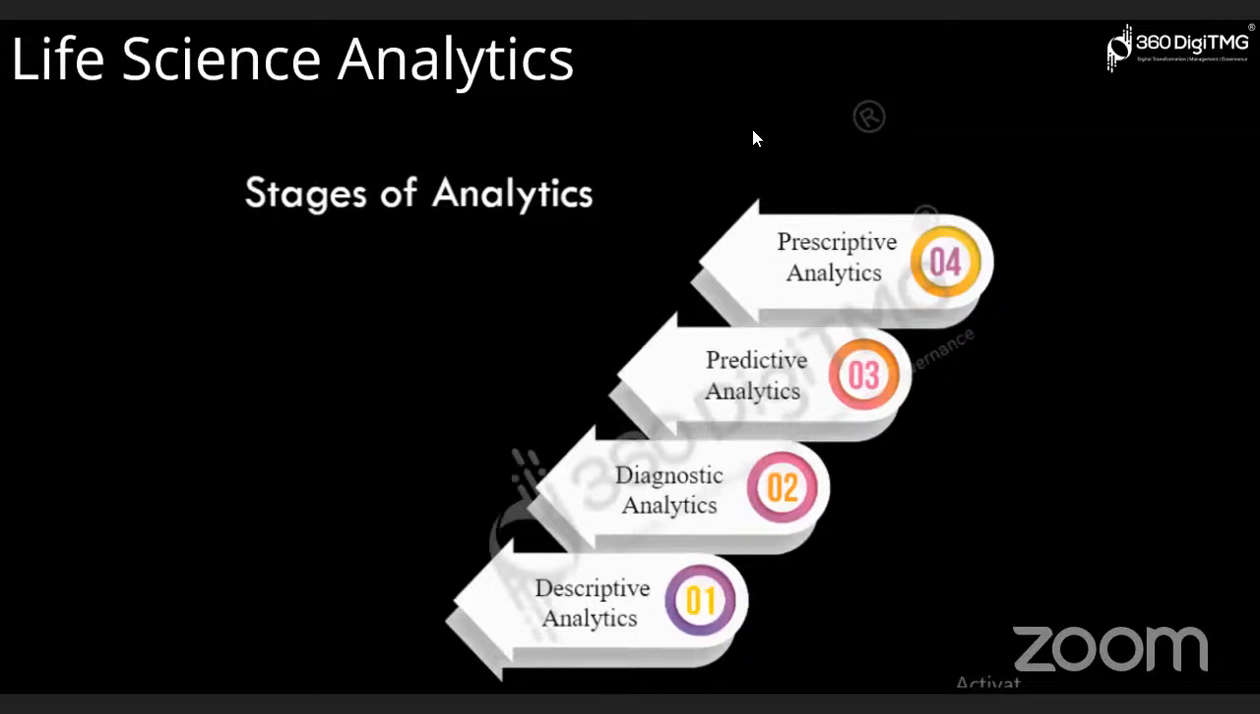When I talk about the stages of analytics, these are the 4 stages. The first stage is descriptive analytics. Second is diagnostic, then predictive and prescriptive analytics. The first 2 stages talk about your past and present. What happened in the past? How many COVID cases occurred? How many people succumbed to COVID? How many people got inoculated? All these things are discussed in descriptive and diagnostic analytics. When we talk about prescriptive and predictive analytics, here we are dealing with the future.